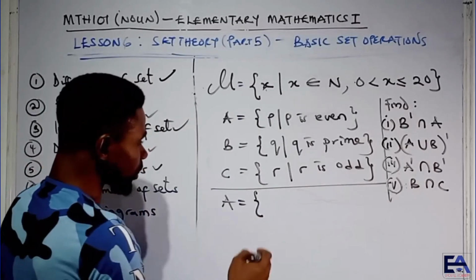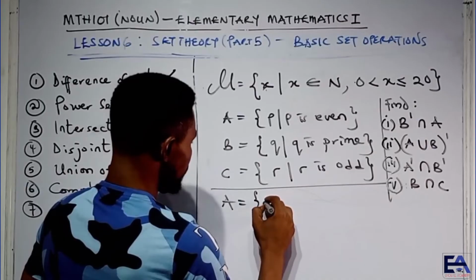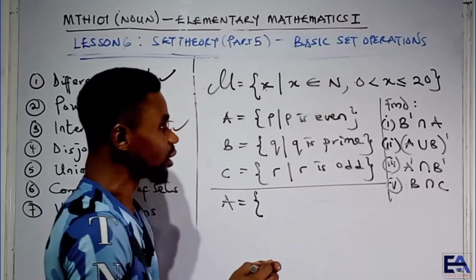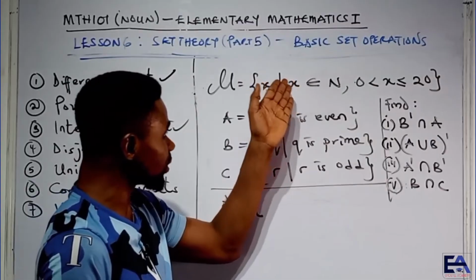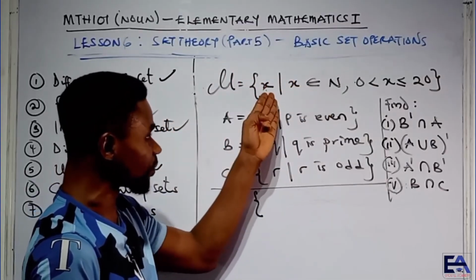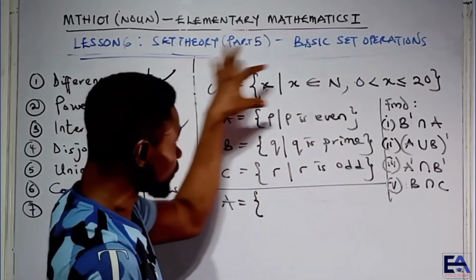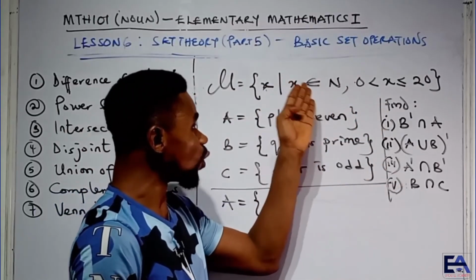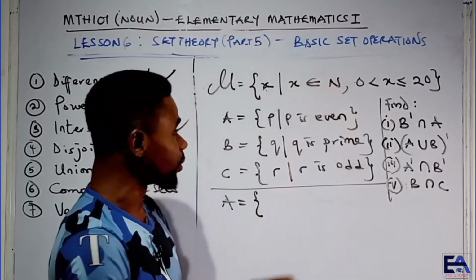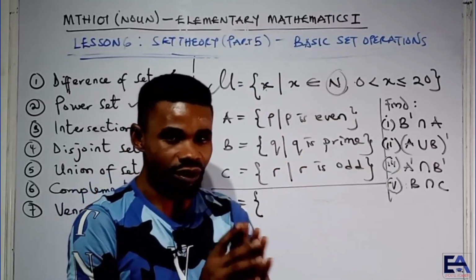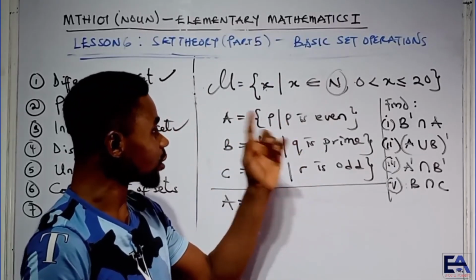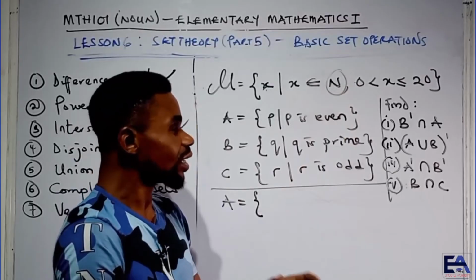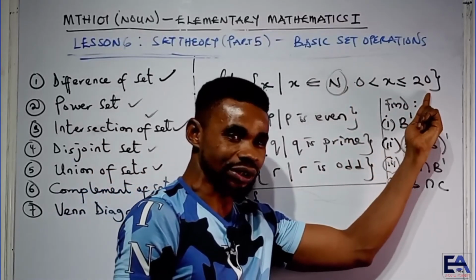All right, so if you want to do this, A is even, so you find all the even numbers between 0 and 20. This description says that the set is a set of X such that X is even. But then there is a domain given. The domain says that we are looking for natural numbers. The universal set is a set of natural numbers, but the domain specified is that we are looking for all natural numbers between 0 and 20.